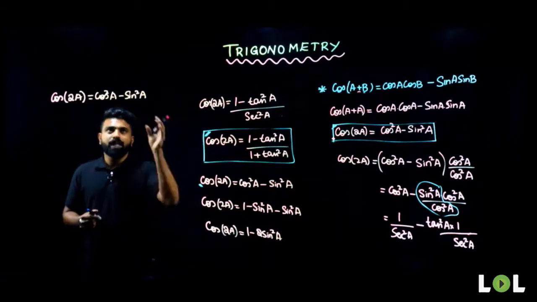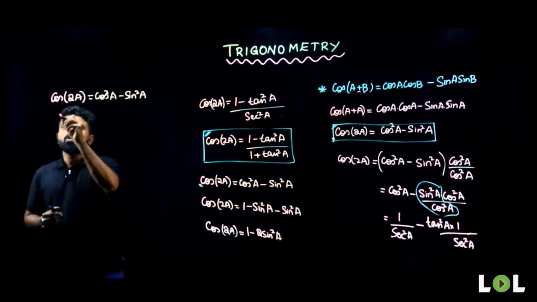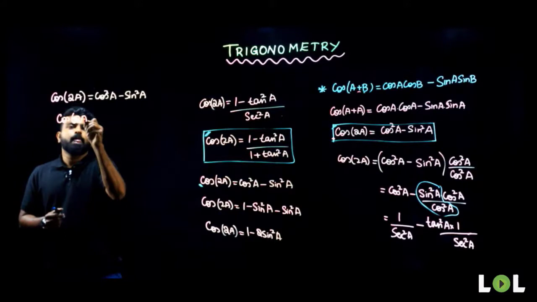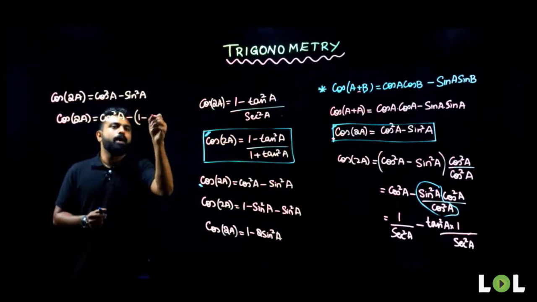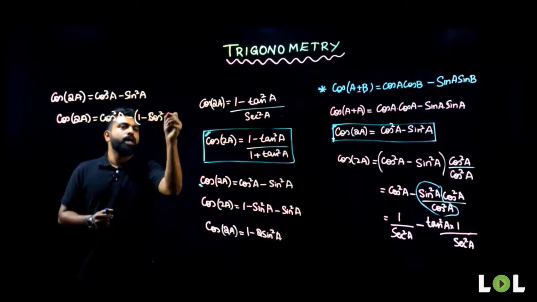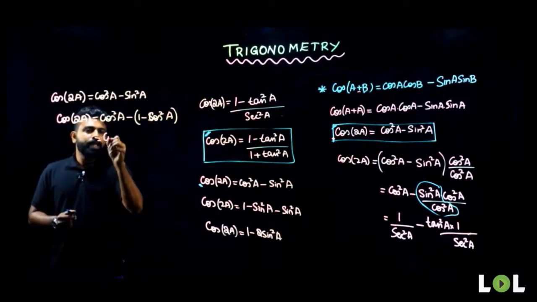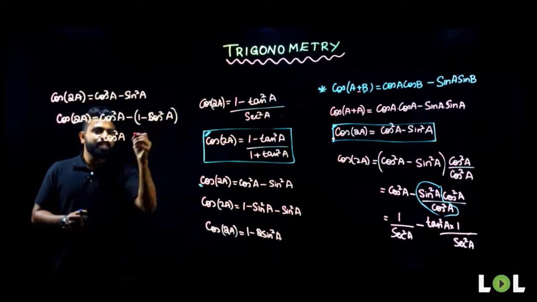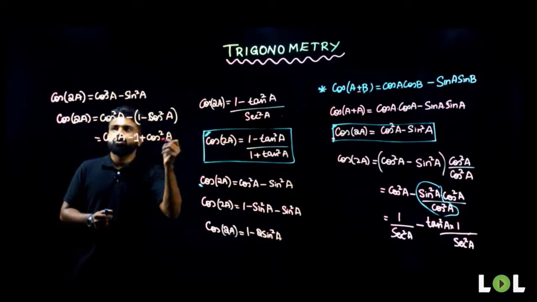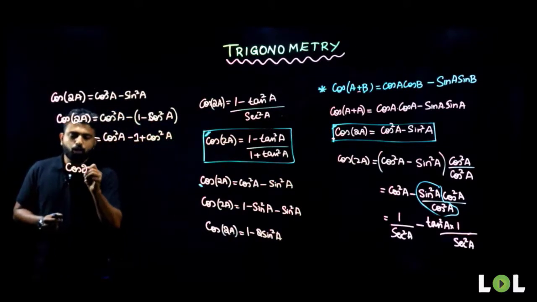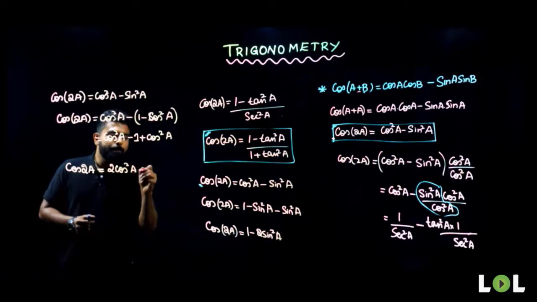From our first identity, what can we write sin square a as? I can also write sin square a as 1 minus cos square a. So, cos of 2a will be equal to cos square a minus (1 minus cos square a). So, what happens here? Cos square a remains as it is. If I take this negative sign inside, I'll be left with minus 1, minus into minus plus cos square a. So, what can I write my cos 2a as? Cos 2a will be equal to 2 into cos square a minus 1.